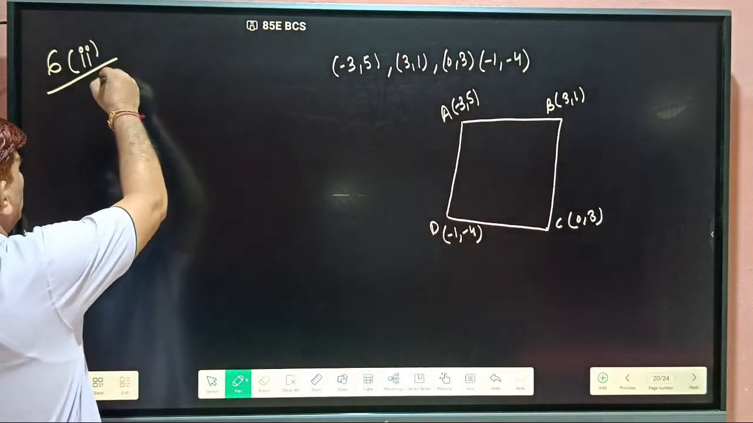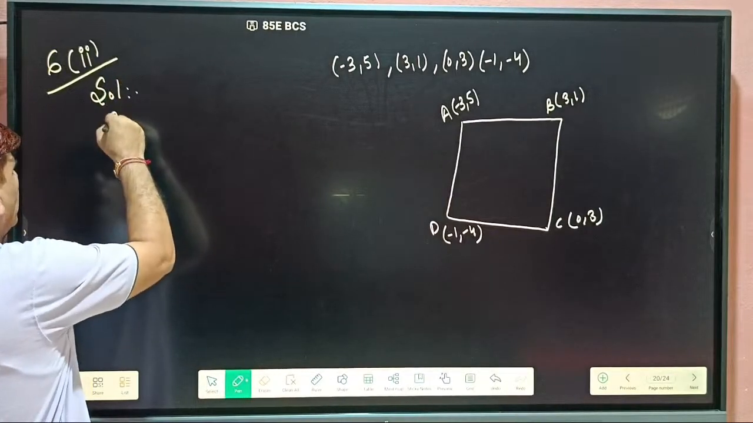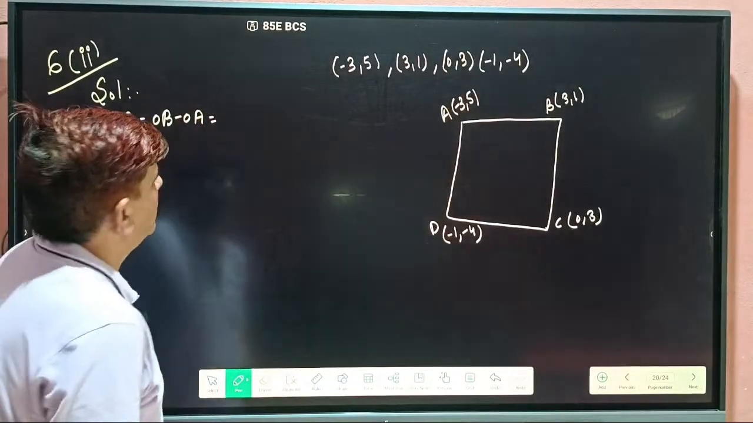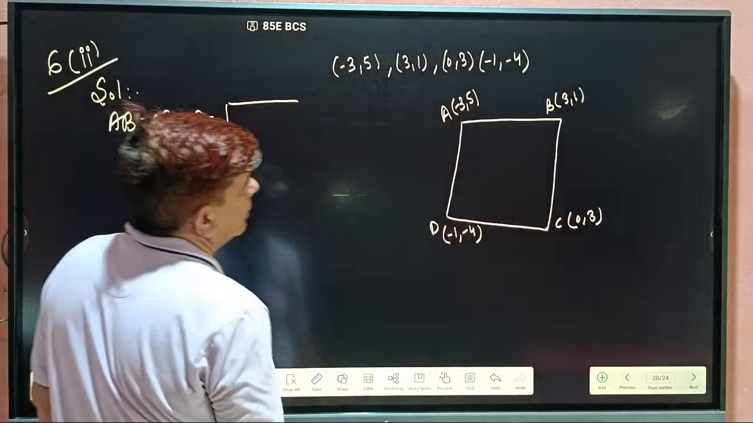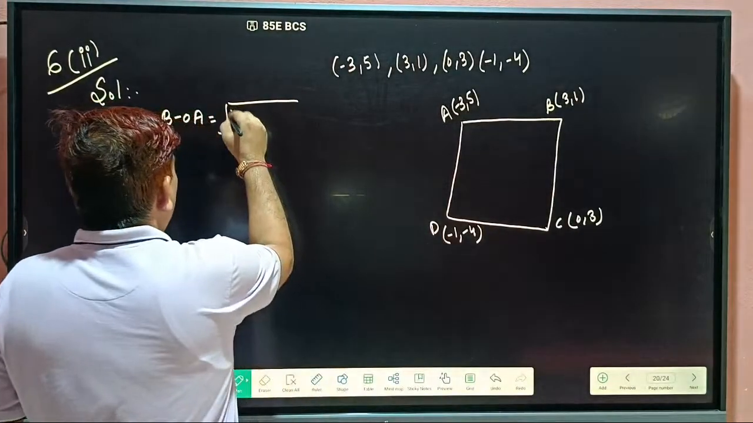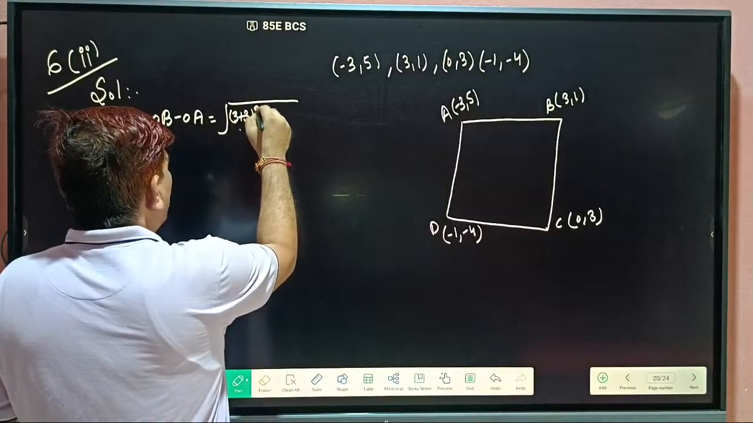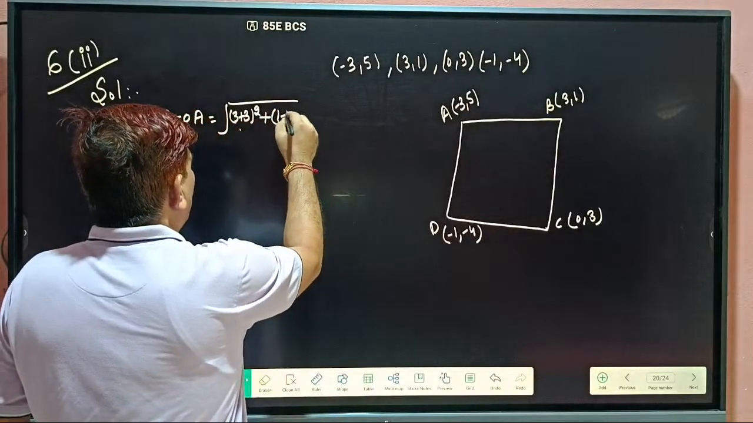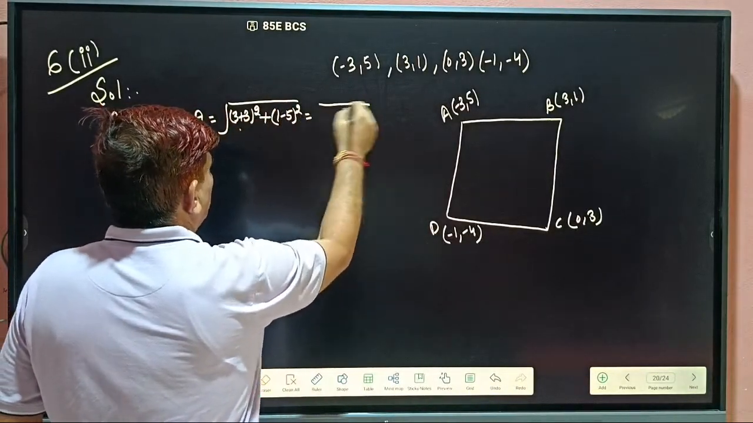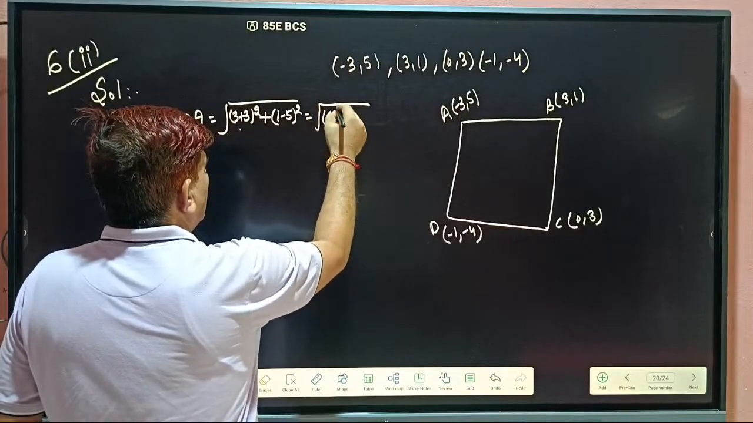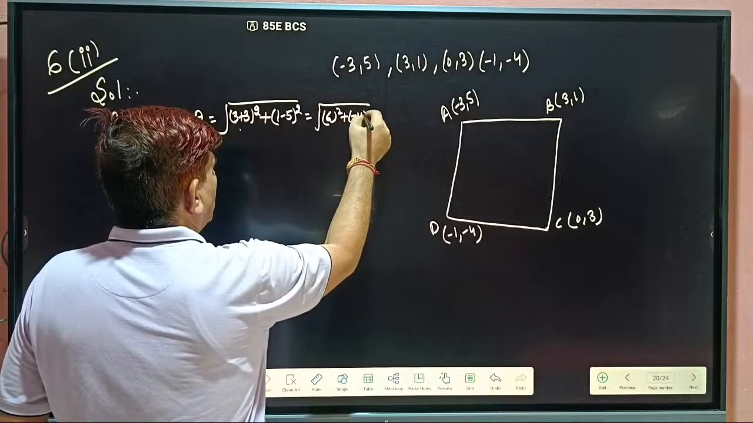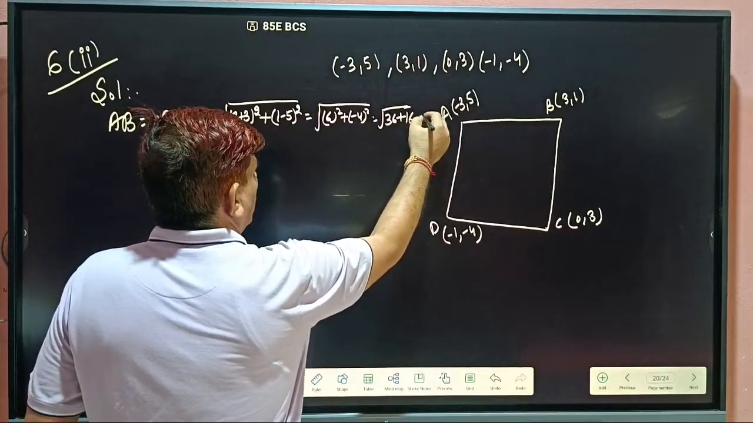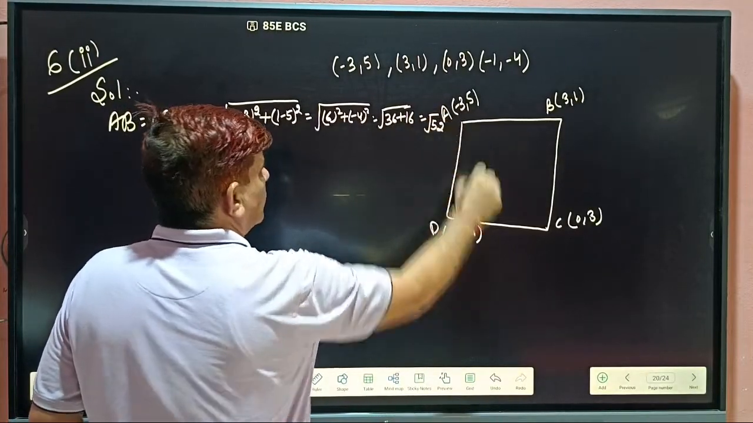So first, AB we can find out. AB equals OB minus OA, so under the root, (3 plus 3) whole square plus (1 minus 5) square, which is equal to 6 square plus (-4) square. 6 square is 36 plus 16, how much? Under the root 52.